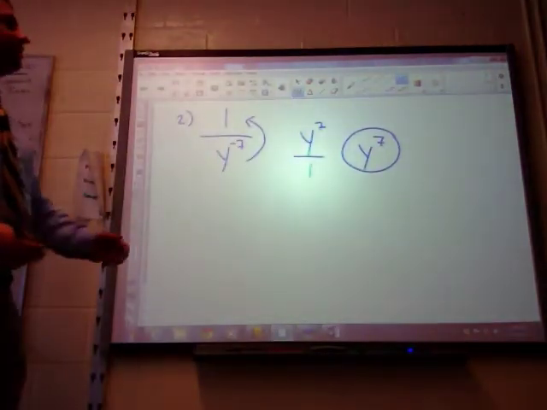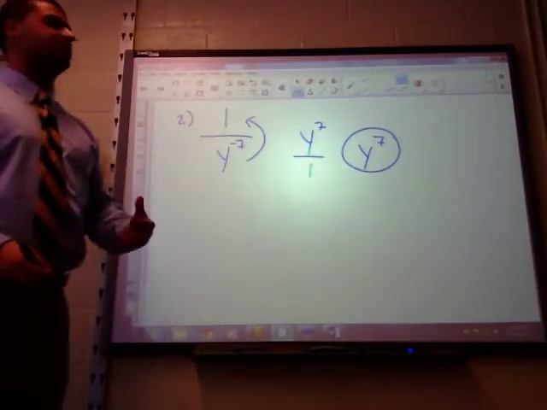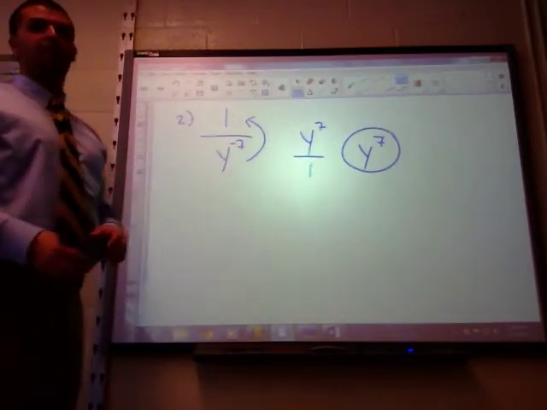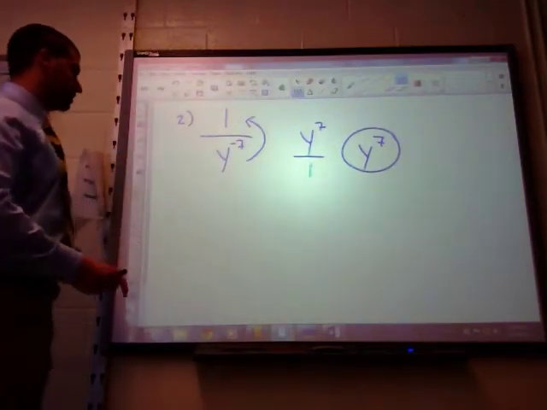Don't think that necessarily you're flipping it, because that's not the case. Sometimes you're only moving pieces. You're only going to move one of the variables sometimes. We'll get to examples like that.